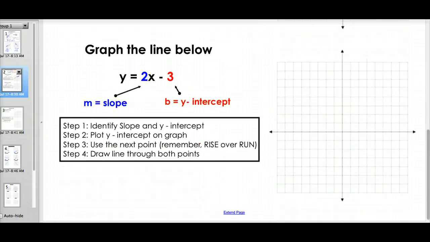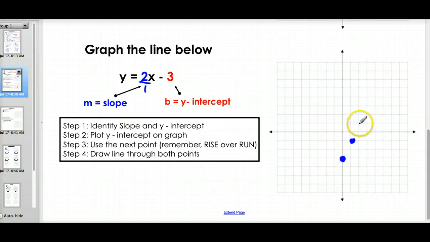Let's try it again. Alright, so we want to graph this line, y equals 2x minus 3. We start with our y-intercept, which is -3, so we go 1, 2, 3 down. That's our y-intercept, and we know the slope is 2. Now when it's 2, that means it rises up 2 and goes over 1. It's as if there's a 1 right here. So our slope is up 2 over 1, and that would be our next point.